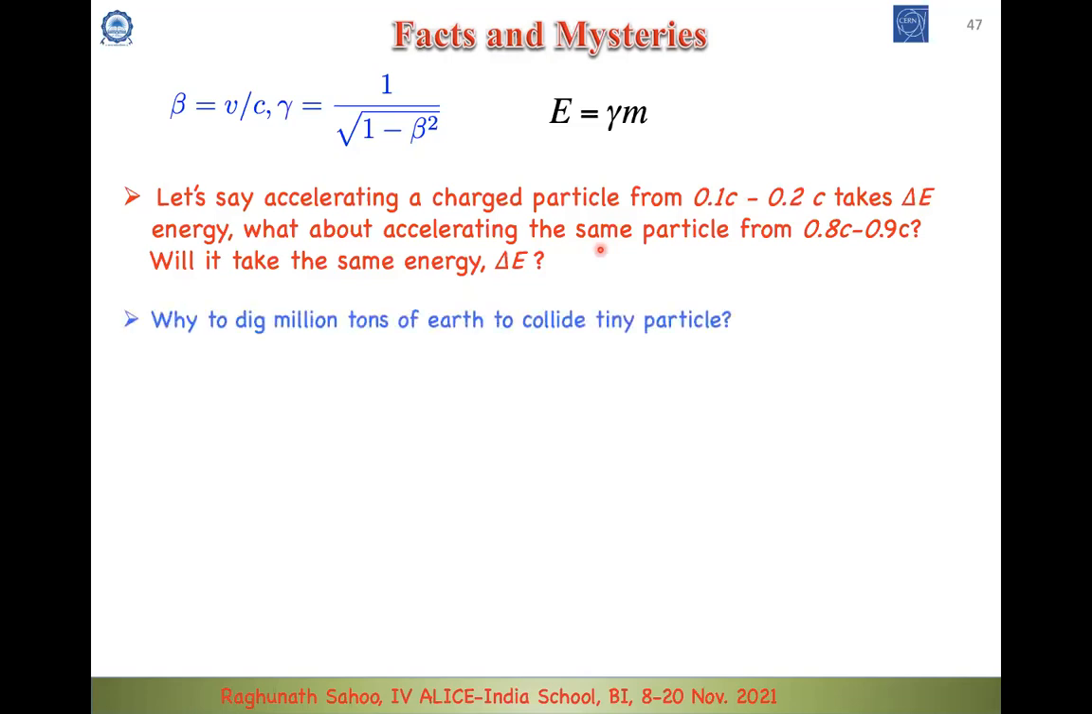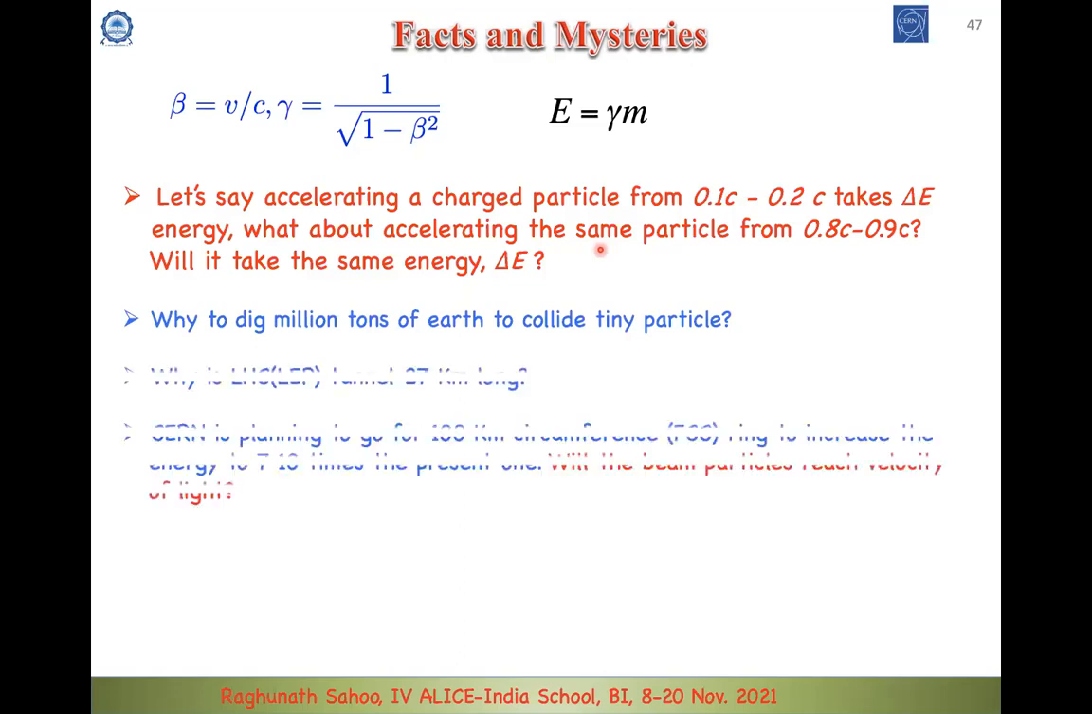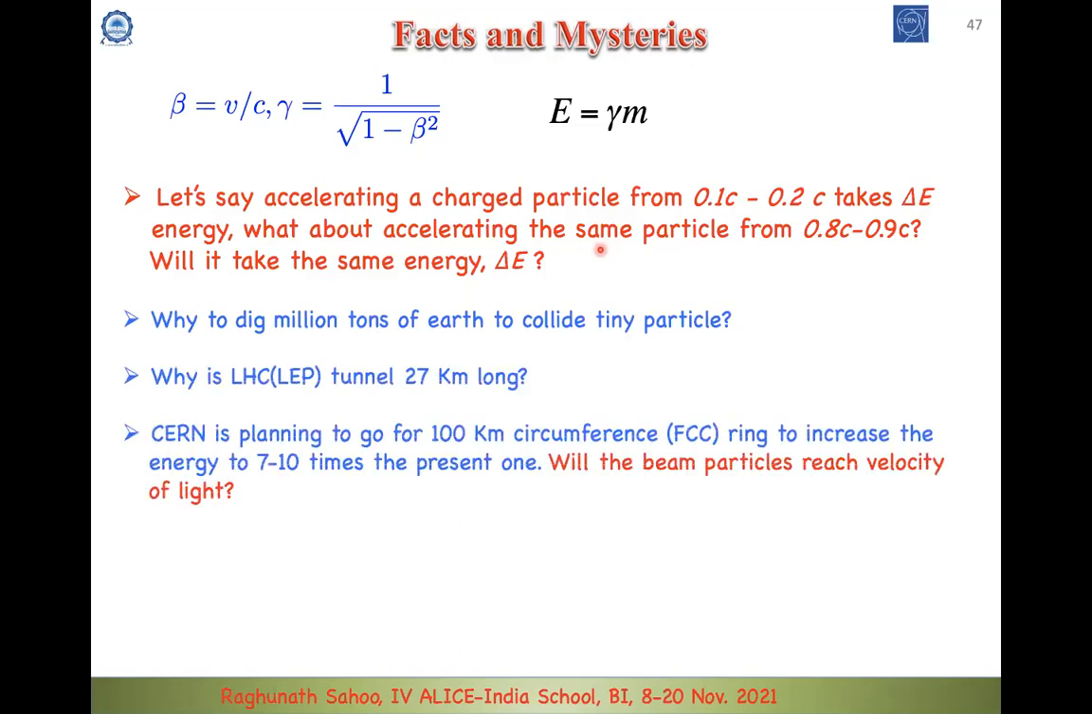Good. So then you go on thinking, why dig million tons of earth to collide tiny particles? Essentially, we started colliding e+ e- in LEP, and now it is protons or heavy ions in the same tunnel at the Large Hadron Collider. So you should actually go on thinking, why such a big tunnel of 27 kilometers? What is the necessity, and what are the technological challenges, and so on and so forth.